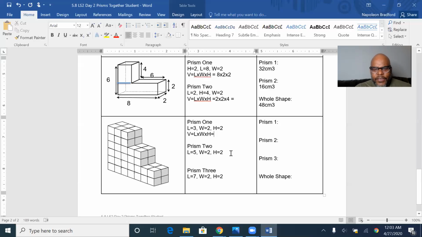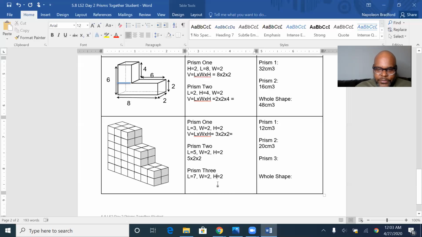So if length times width times height is the formula for volume, then prism 1's volume is 3 times 2 times 2, which is equal to what? 6 times 2, which is equal to 12. All right, prism 2 then is 5 times 2 times 2, which is 20. Did y'all get 20? 20 centimeters cubed.